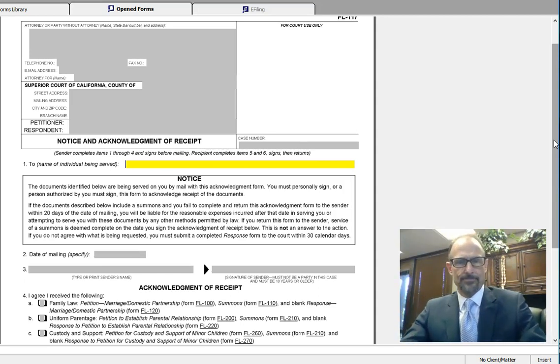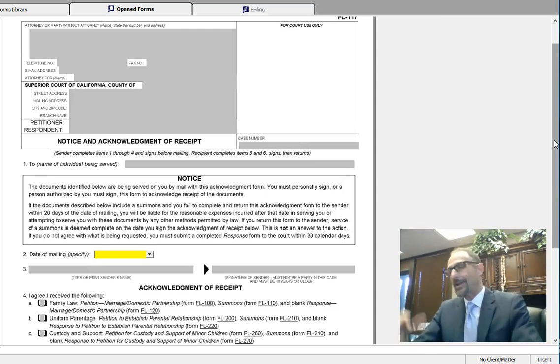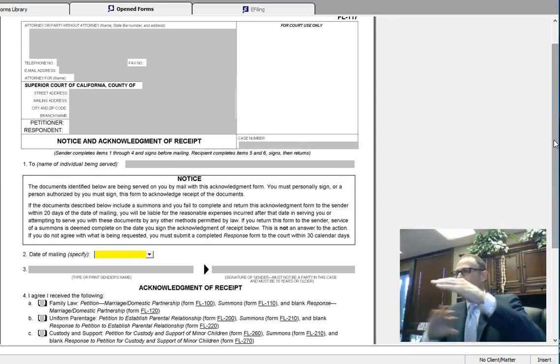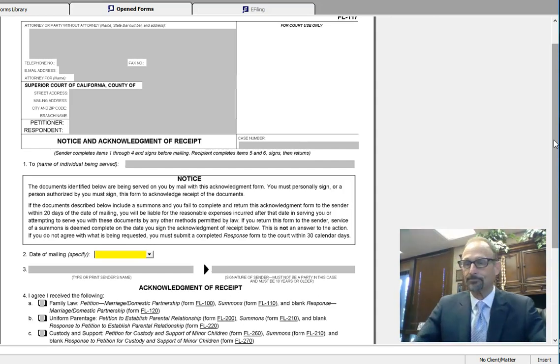Okay. Now there's an X box down, says notice. Let me read this box. This is very important to you. So let me read it. It says notice. The documents identified below. Okay. And there's going to be documents that are listed in boxes and whatnot below. We haven't gotten there yet, but they're talking about those documents. So one of them's a summons and one of them's a petition likely.